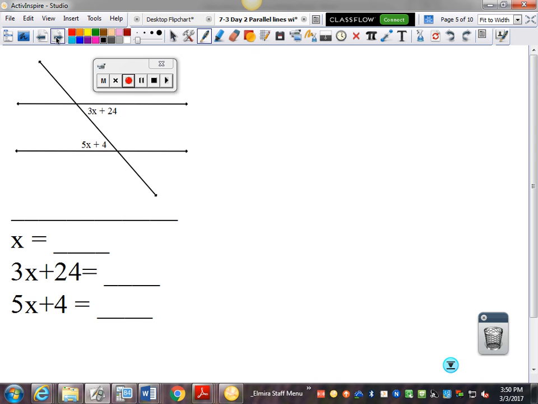Okay, in our next diagram, we've got 5x plus 4, that's acute. And we have 3x plus 24. That's acute. So because they're both acute, they are the same. And if they are the same, I set them equal to each other. And the degrees in the end of both angles should come out the same.